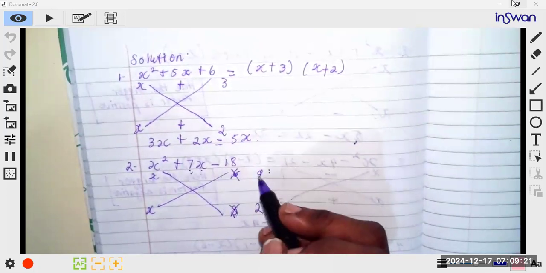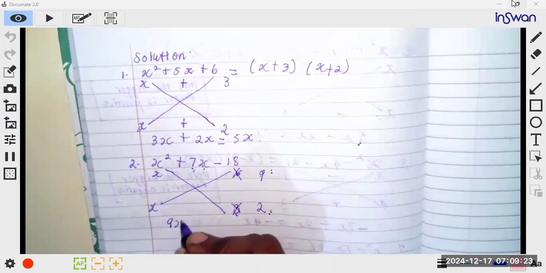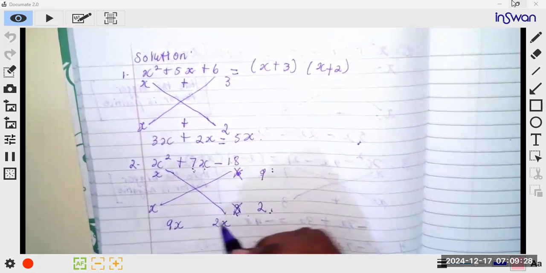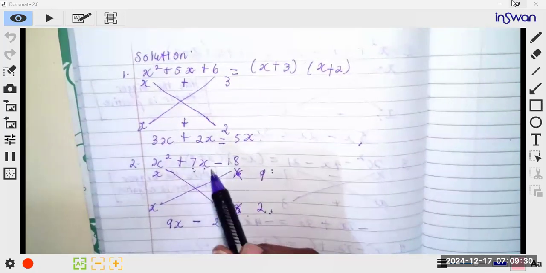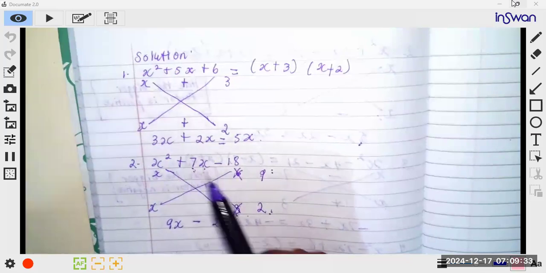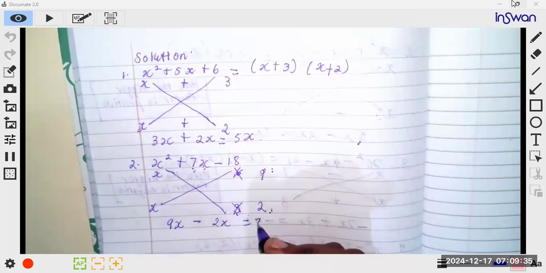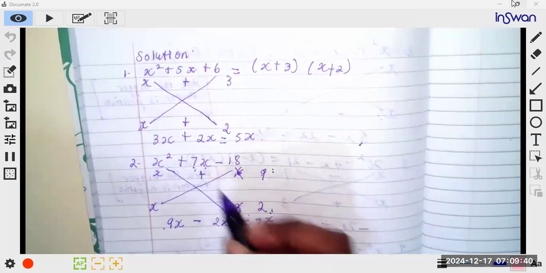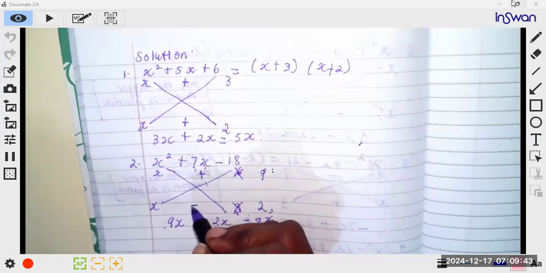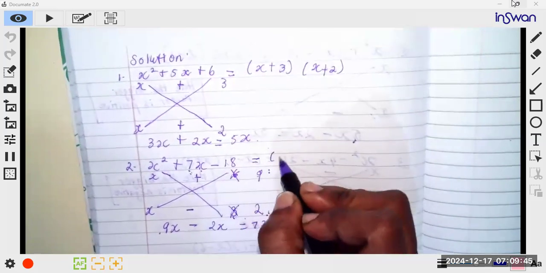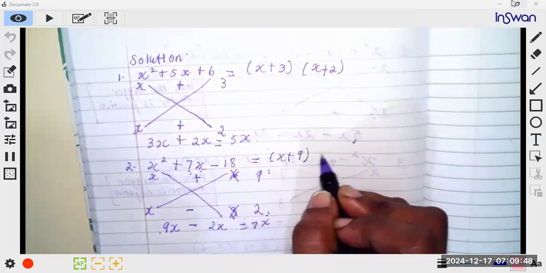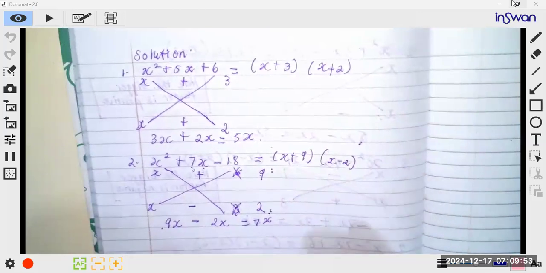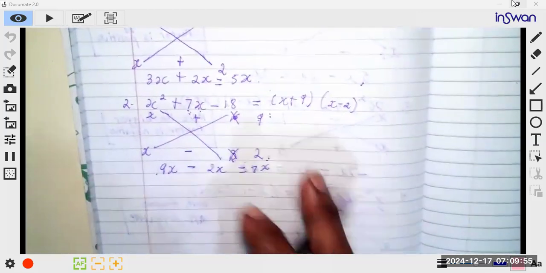Very good. So 9 times x is 9x, 2 times x is 2x. So what we can do is subtract. Remember, anytime you have something like this, you always subtract. So my plus sign will go in front of the 9 and the minus sign in front of the 2. So my answer will be x plus 9 by x take away 2. Any questions concerning that? Yes or no?